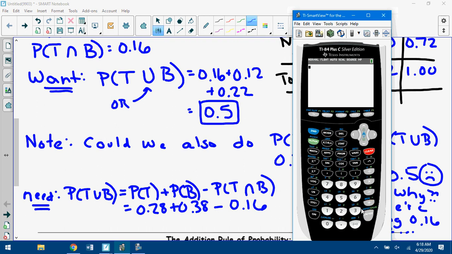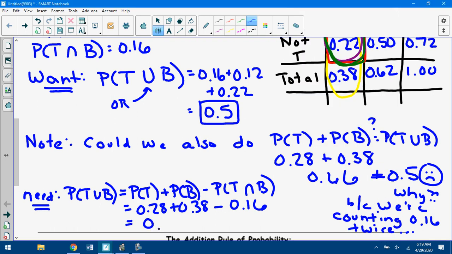Oh, no. Okay, let's do it again. 0.28 plus 0.38 minus 0.16, 0.5. And that is what we're supposed to get.